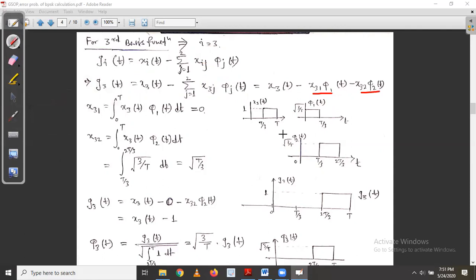Okay, now separately we have to find out this value and this value. That's all. So first our target is to find out this value. X31. Some equation is there that is already mentioned in the previous pages. X31, integration of x3t, that is given in the numeric in the question, this one, and phi1t is this one. Okay.